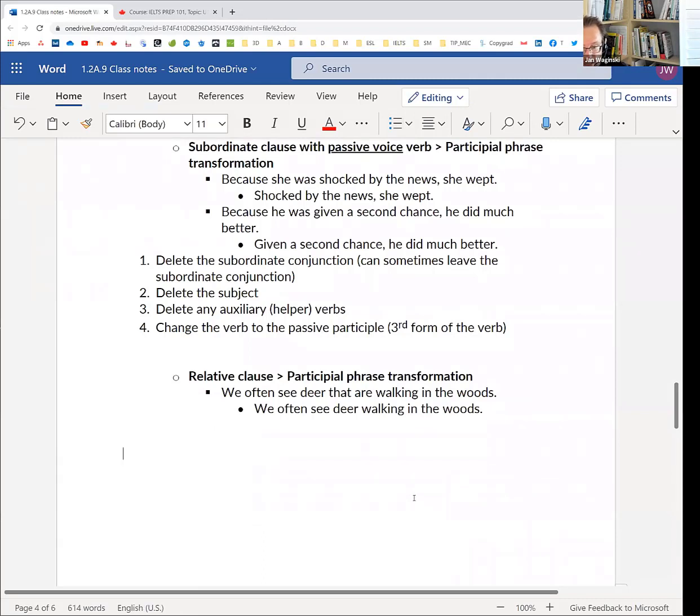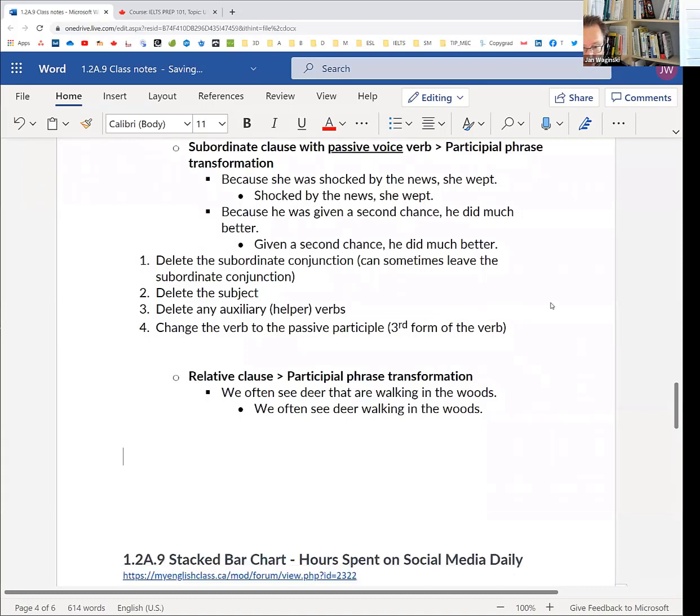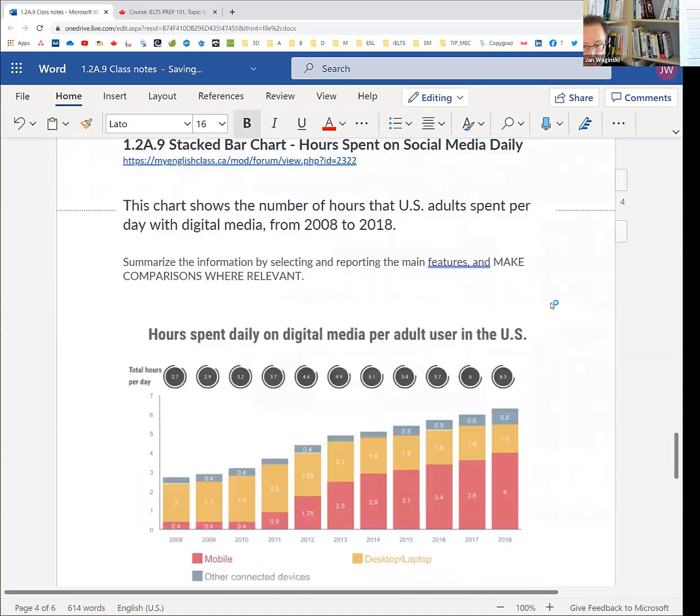Okay, so that's the mini lesson on participial phrases. Any questions? Okay, we'll apply this as we write our model. It'll come up, it'll be useful, and you'll see it in the model for this response that I'll show you in a bit. Okay, so let's have a look at today's graph.